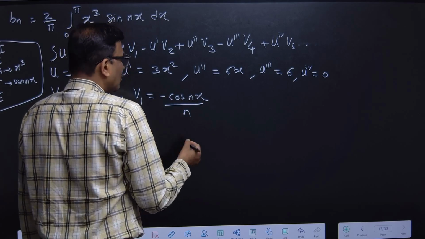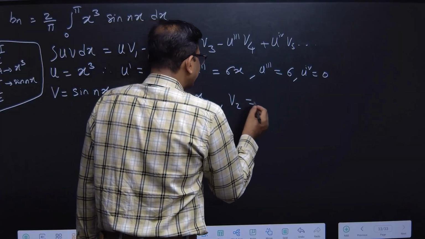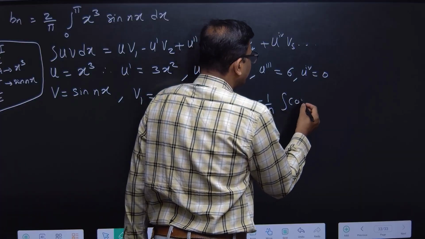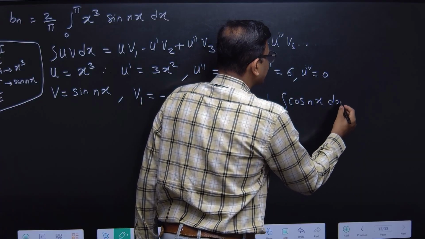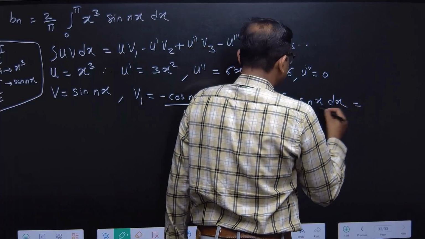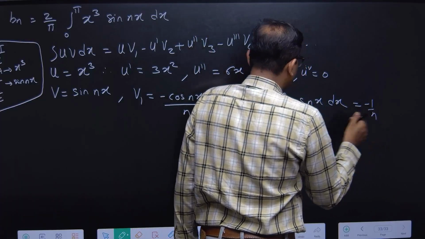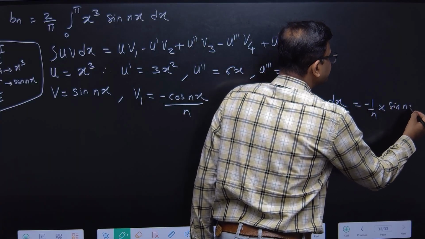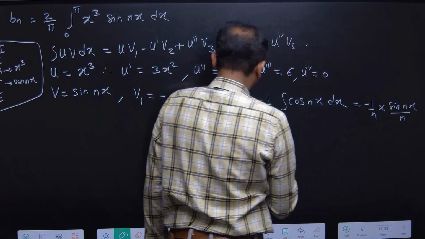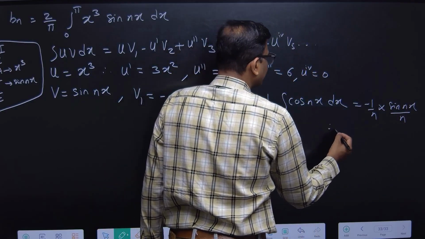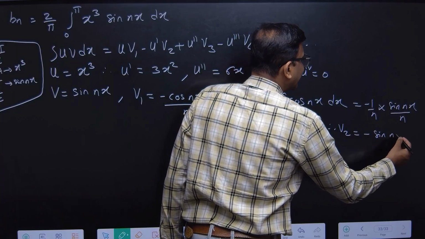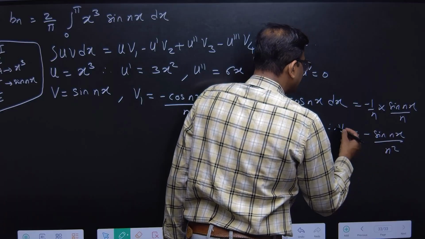That is V1. V2 is the integration of V1. So it is minus 1 upon n into the integration of cos nx dx. The integration of cos nx is sine nx upon n. So therefore we get V2 is minus sine nx upon n square.